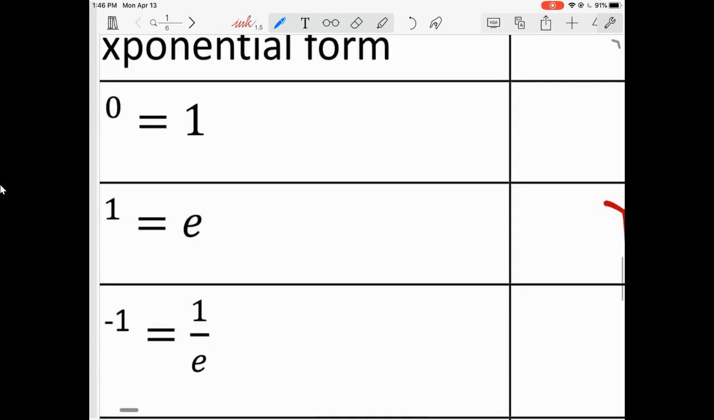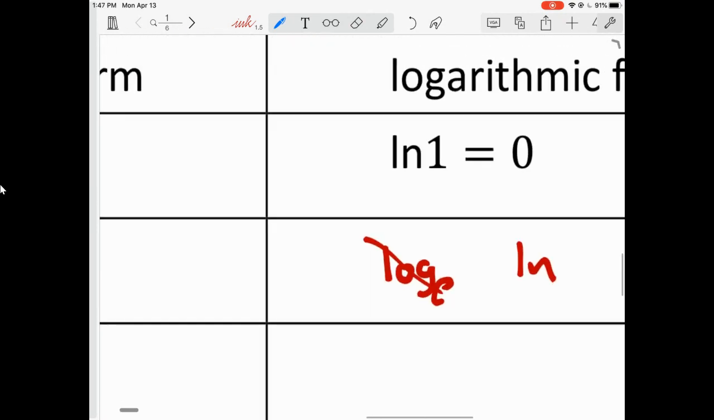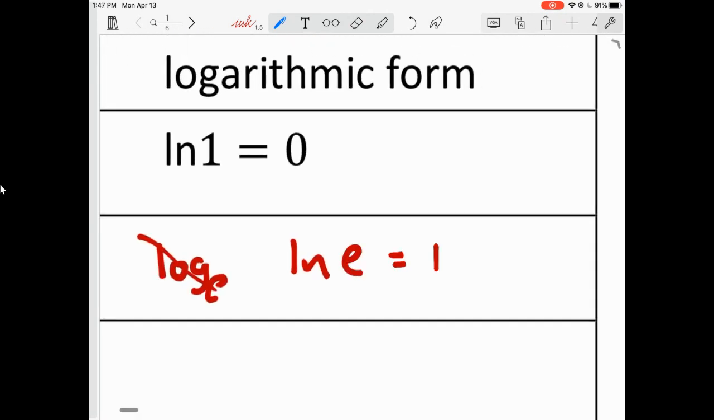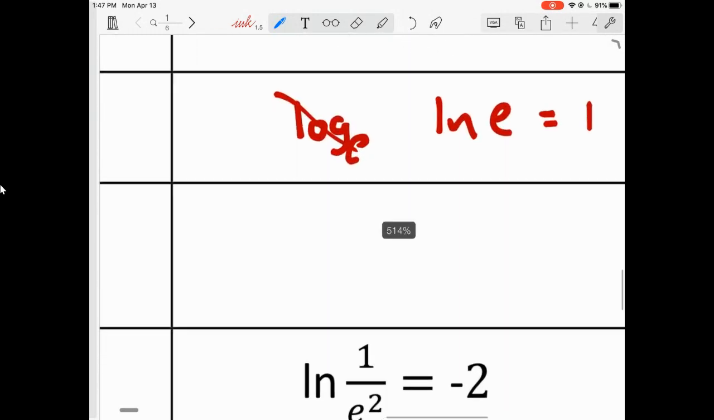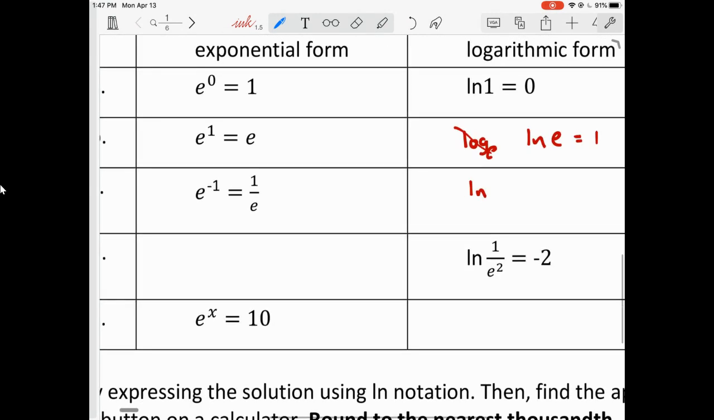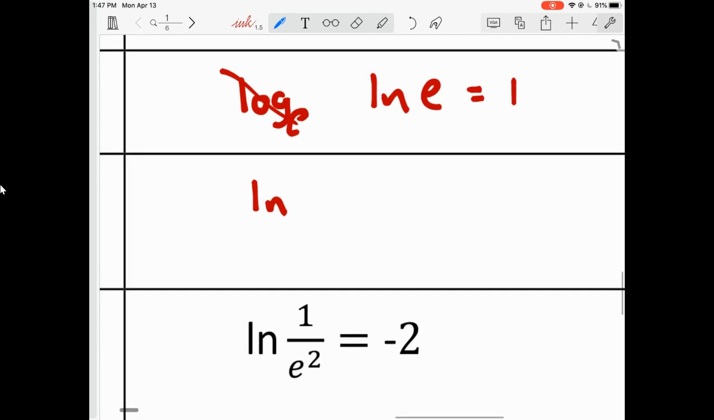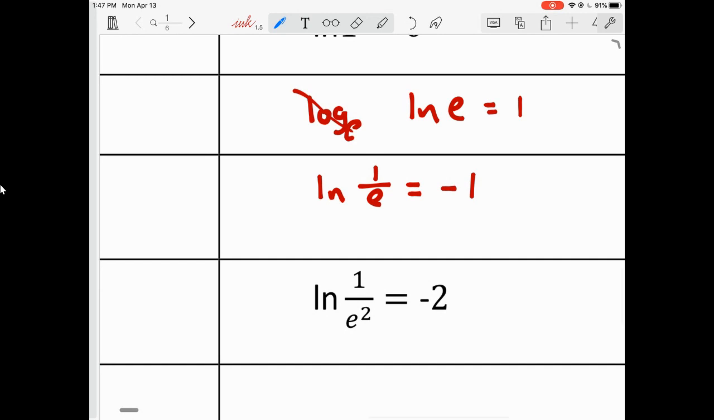ln of, well, we want to get e equals 1. So this is asking us again, the exponent to which we raise a base e to get e is 1, just like we saw in the exponential form over here. Similar idea here, you should have had the natural log of 1 over e is negative 1, because the exponent to which we raise a base e to get 1 over e is negative 1, according to what we see here.